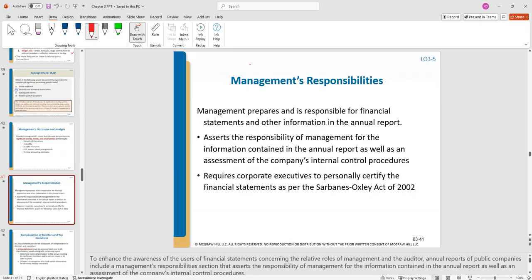In this framework, right, we do have to be aware of management's responsibilities, right? It says here management prepares and is responsible for financial statements and other information in the report. It asserts that the responsibility of management for the information contained in the annual reports, as well as an assessment of the company's internal control procedures. Corporate executives personally certify the financial statements per SOX. So what does this mean?